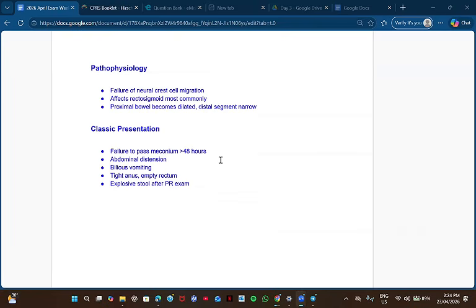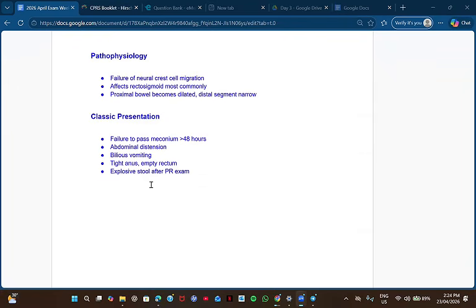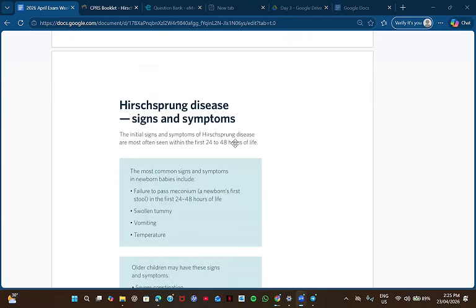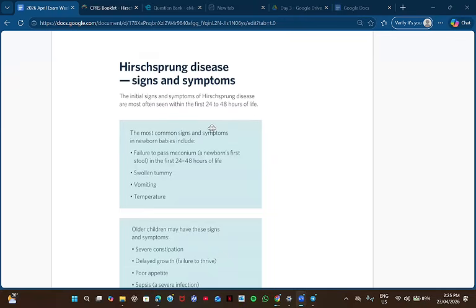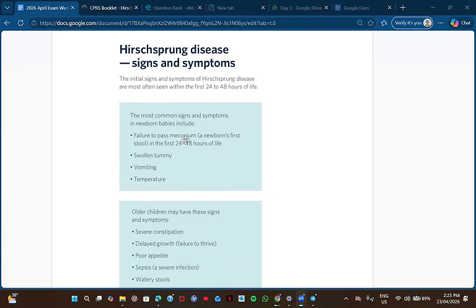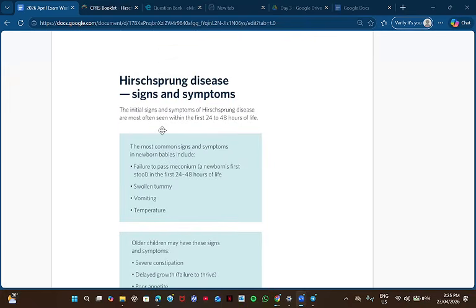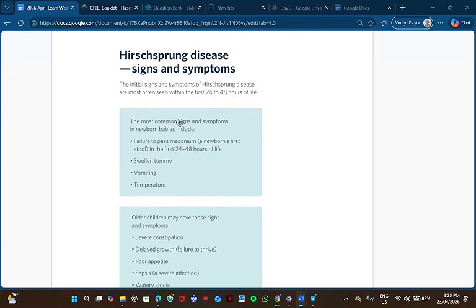Then abdominal distension, bilious vomiting, tight anus, empty rectum, right? Explosive stool after per rectal exam, right? So these are the most common Hirschsprung disease symptoms. This is from the Australian guideline, okay? This is from RCH. You can have a look. I have attached the reference. They have given this kind of PDF for Hirschsprung disease.